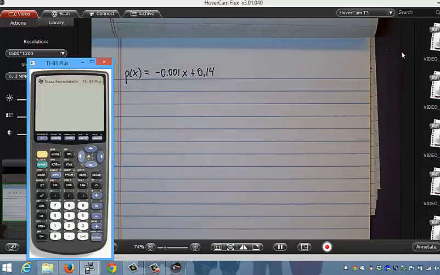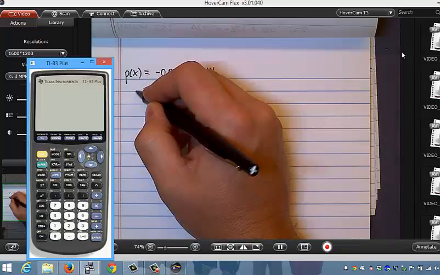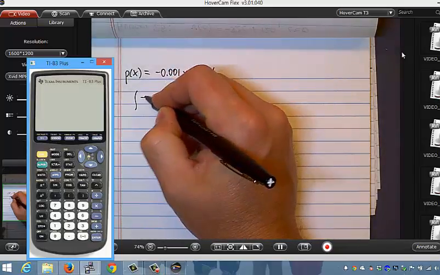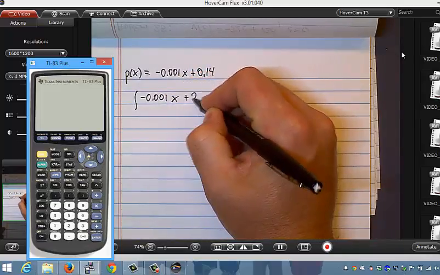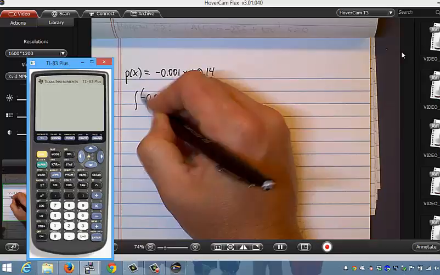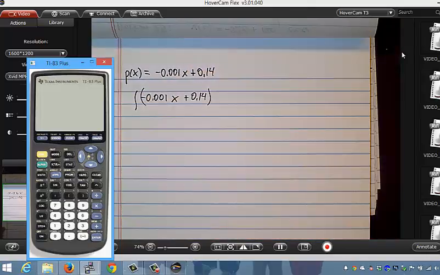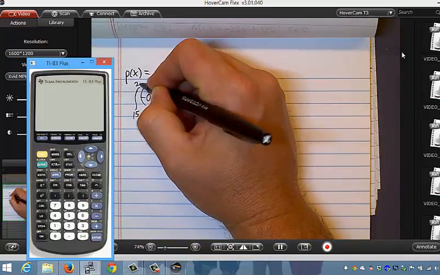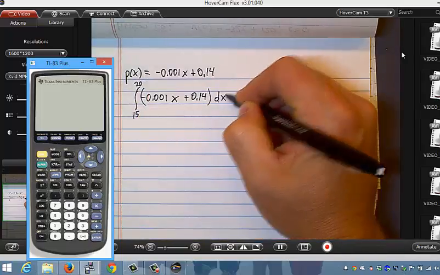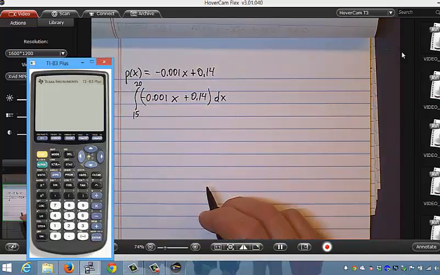All right, I'm going to try and catch up to you guys. I'm going to integrate this thing. Integral of negative 0.001x plus 0.14 from when to when? So it's from 15 to 20, right? That's what we want, because we want the area that was in the book. So I'll just integrate from 15 to 20.